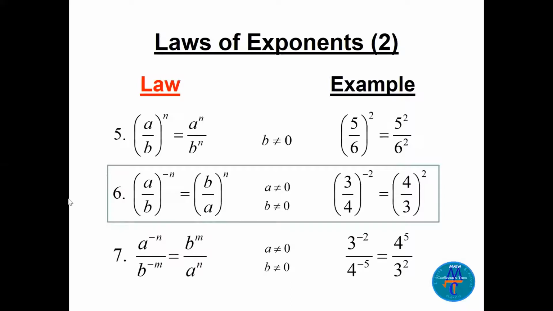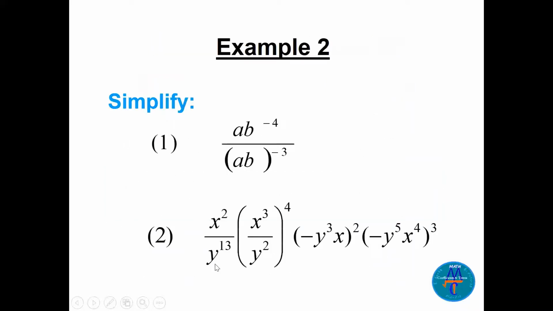Also, when you have A to the power minus n over B to the power minus m, you can take this B up. It becomes B to the power m, and this one, A to the power n, goes down. But remember, you have to have multiplication if you have more than one term. I think, let's see an example, 2 parts. Let's see the first one.